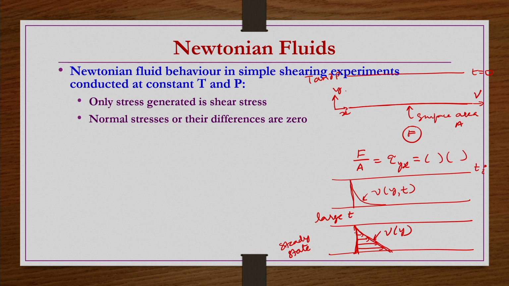Since the bottom plate is moving at velocity capital V, the bottommost fluid layer will have the largest velocity of V, since the top plate is stationary, we are not moving it.